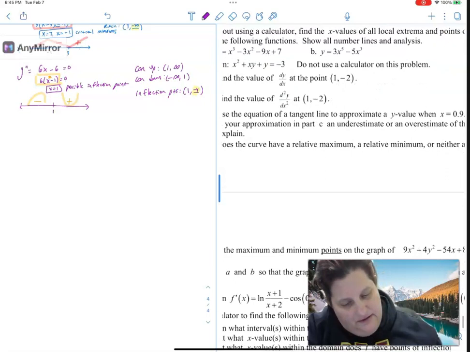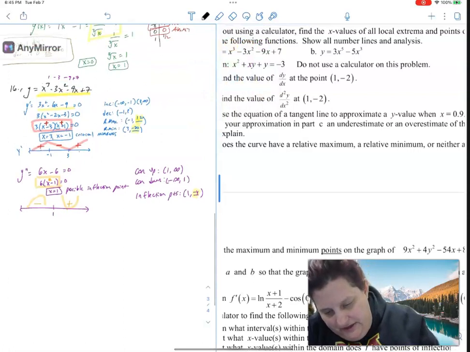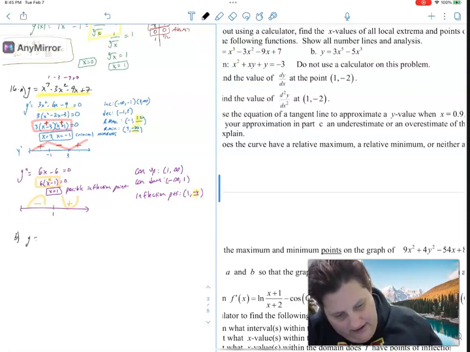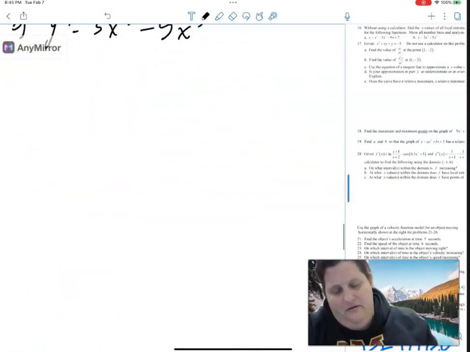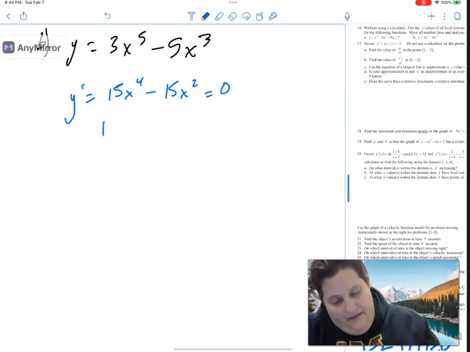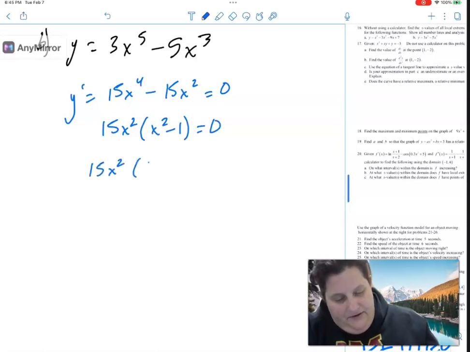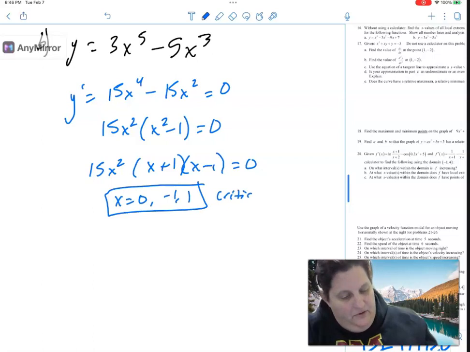So let me get this next one here. Okay, so the next question for part B, I guess this was like 16A. This is 16B. I have 3x to the 5th minus 5x to the 3rd. And I want to find, again, all my information. So step 1, first derivative. That gives me 15x to the 4th minus 15x squared. If I factor out a 15x squared, and I'm going to go ahead and keep factoring this, that factors to x plus 1, x minus 1. I get 0, negative 1, and 1 as my critical numbers.